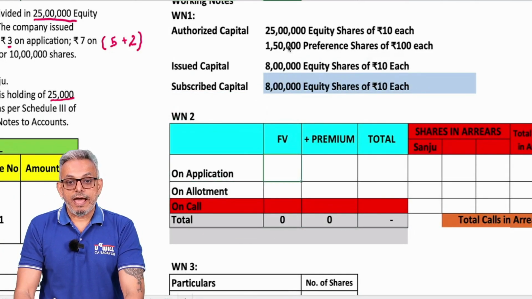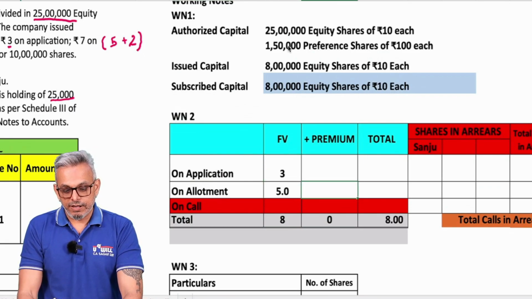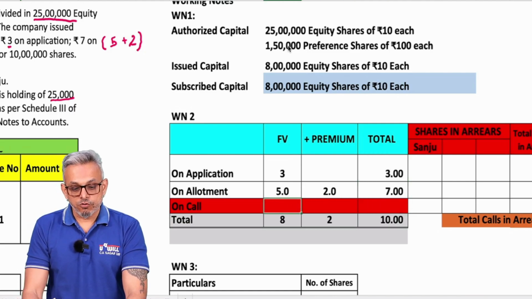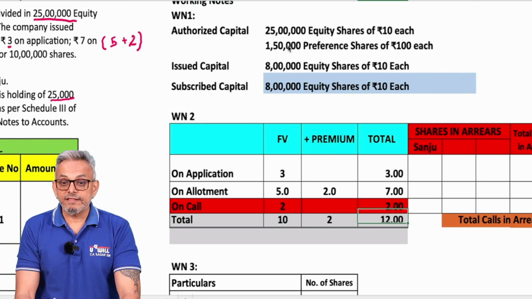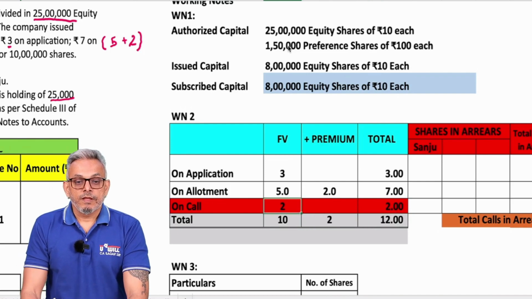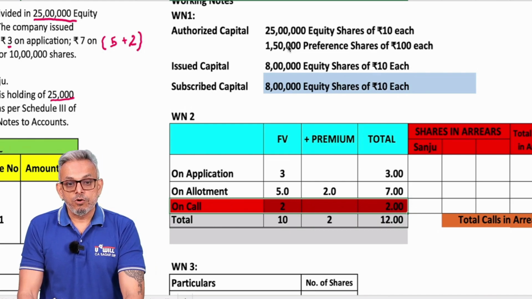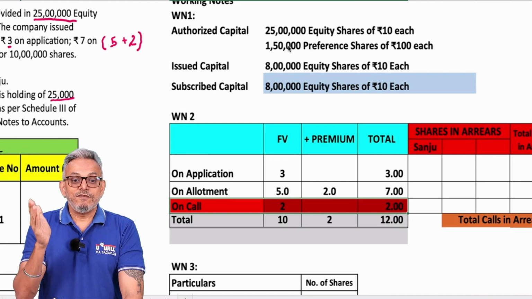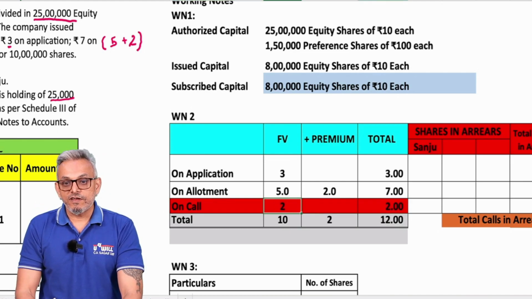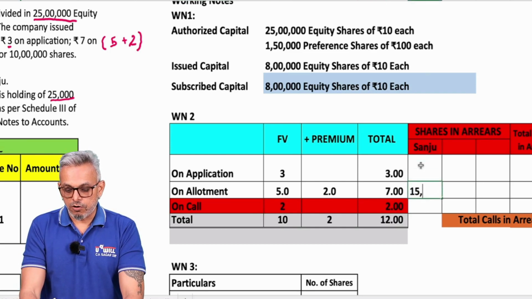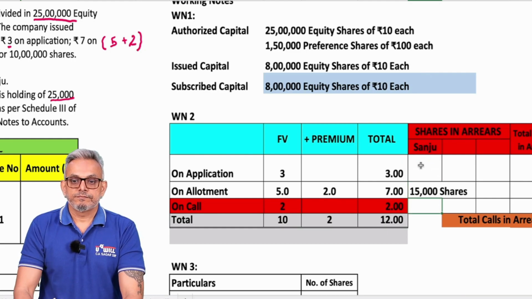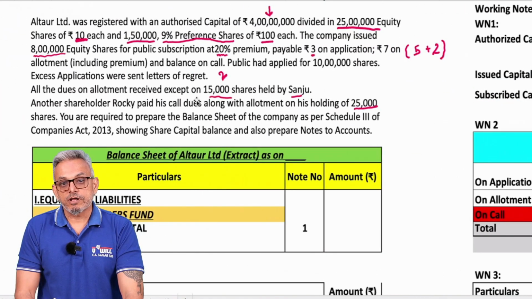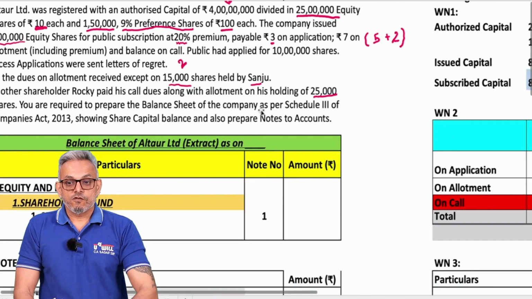So we proceed. Application is 3 per share. Allotment is 5 plus 2. So 7 rupees. And balance on call 2 rupees. But we are not calling this amount. So over here, I'm marking this in red, so we know that the call has not yet been made. The final call has not yet been made. So it is a 10 rupee face value share, but we have called up only rupees 8. Now, for calls in arrears, Sanju did not pay the allotment money on 15,000 shares. So this is what we are concerned for. For Rocky, we already received. You can see over here, Rocky has paid his allotment and he has also paid in advance. So no calls in arrears for Rocky.